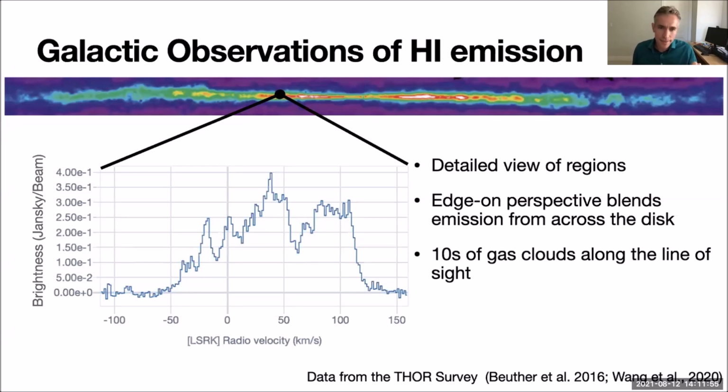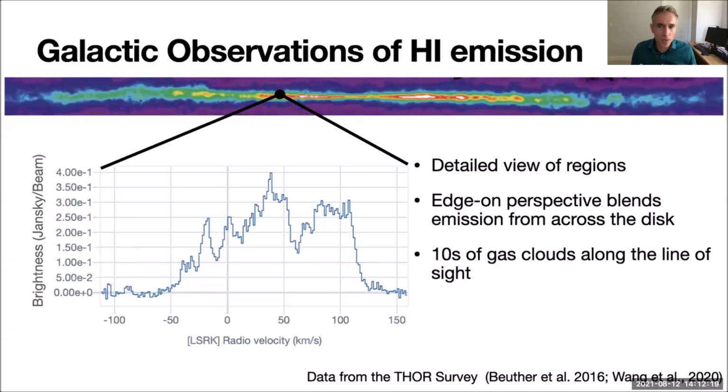And so what we see is that this is a complicated spectrum. There's a lot of bumps and wiggles and little structures across this cloud. And what we're seeing is tens of different gas clouds along our line of sight. They're all projected on each other along this line of sight, and they're moving towards us and away from us. And this is leading to the observed Doppler effect.